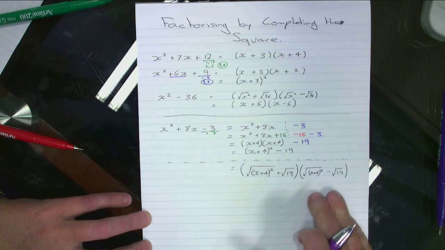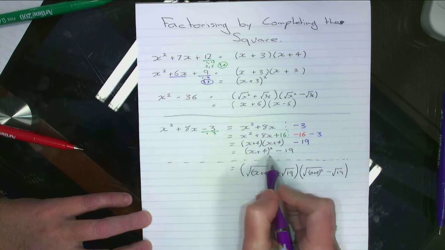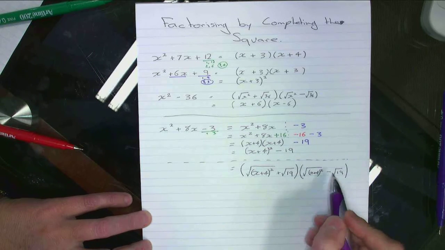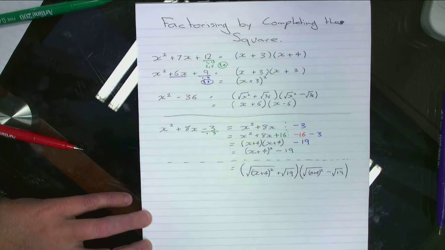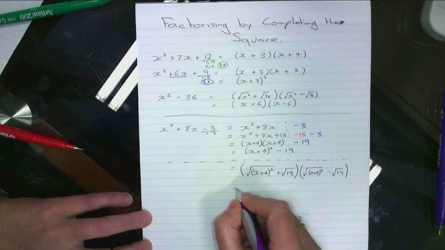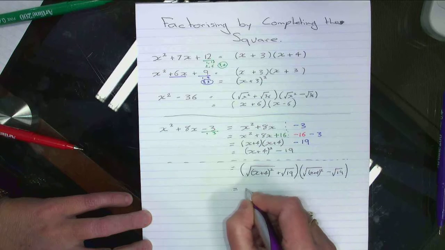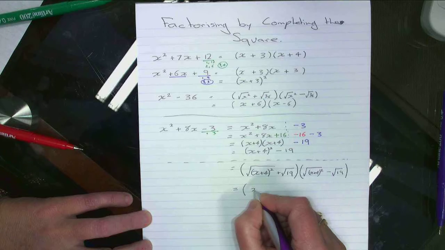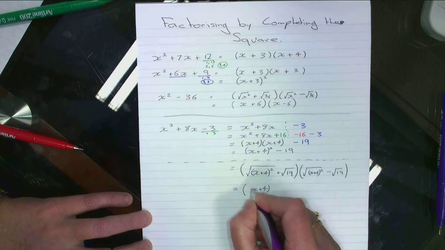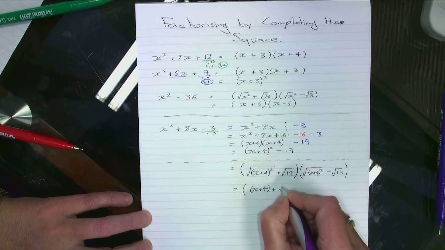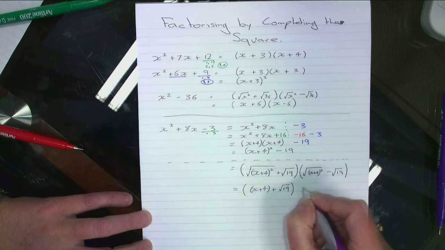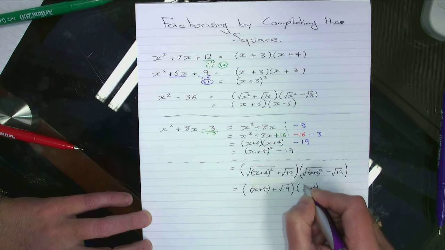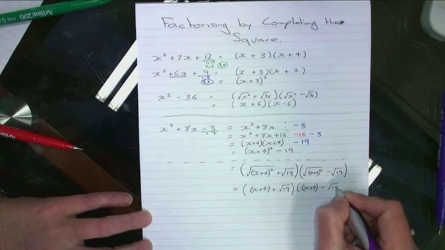So see how I've taken the square root of this and the square root of this to create a difference of two squares. So I've done that there. So if I write that out without the square roots, the square root of x plus 4 squared is just x plus 4. And we'll leave the square root of 19 in surd form, and then on the other side x plus 4 minus the square root of 19.